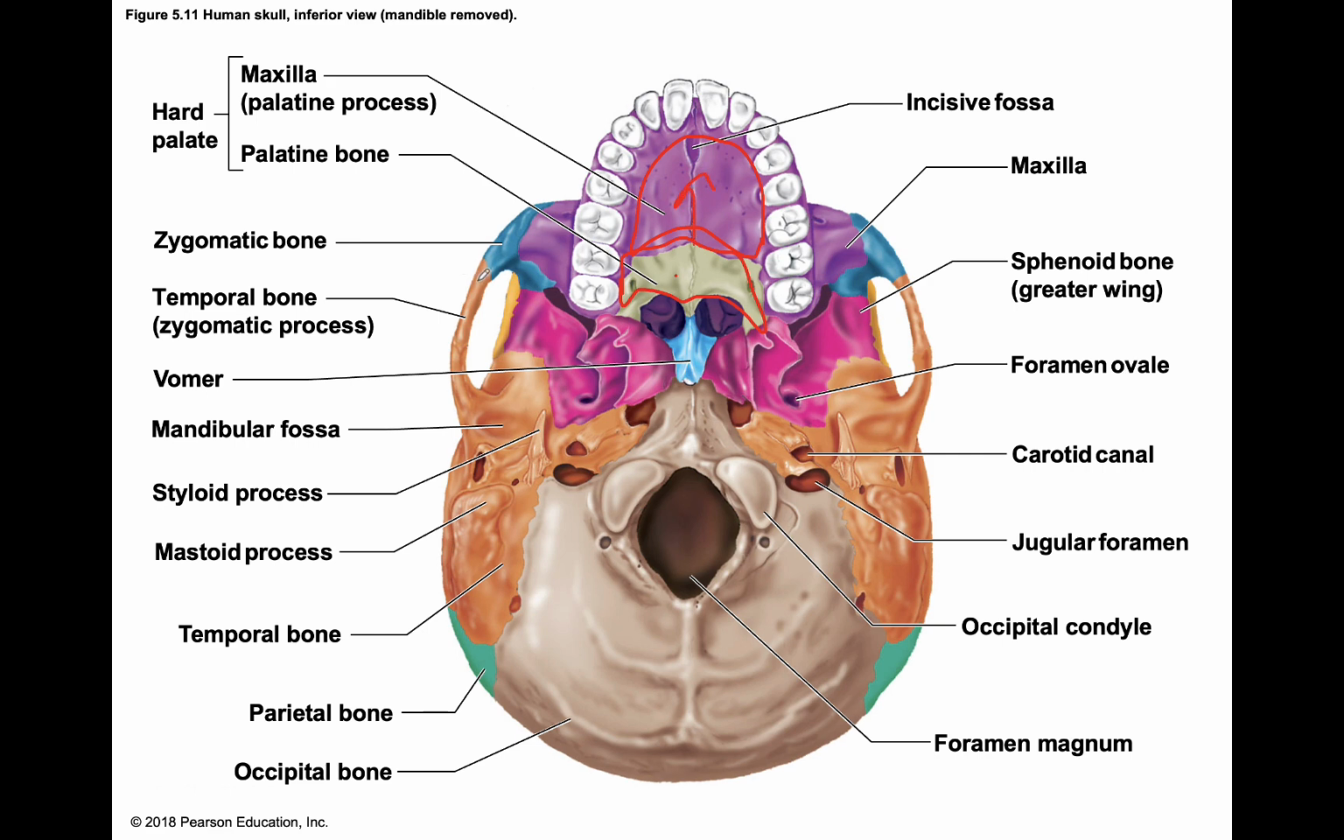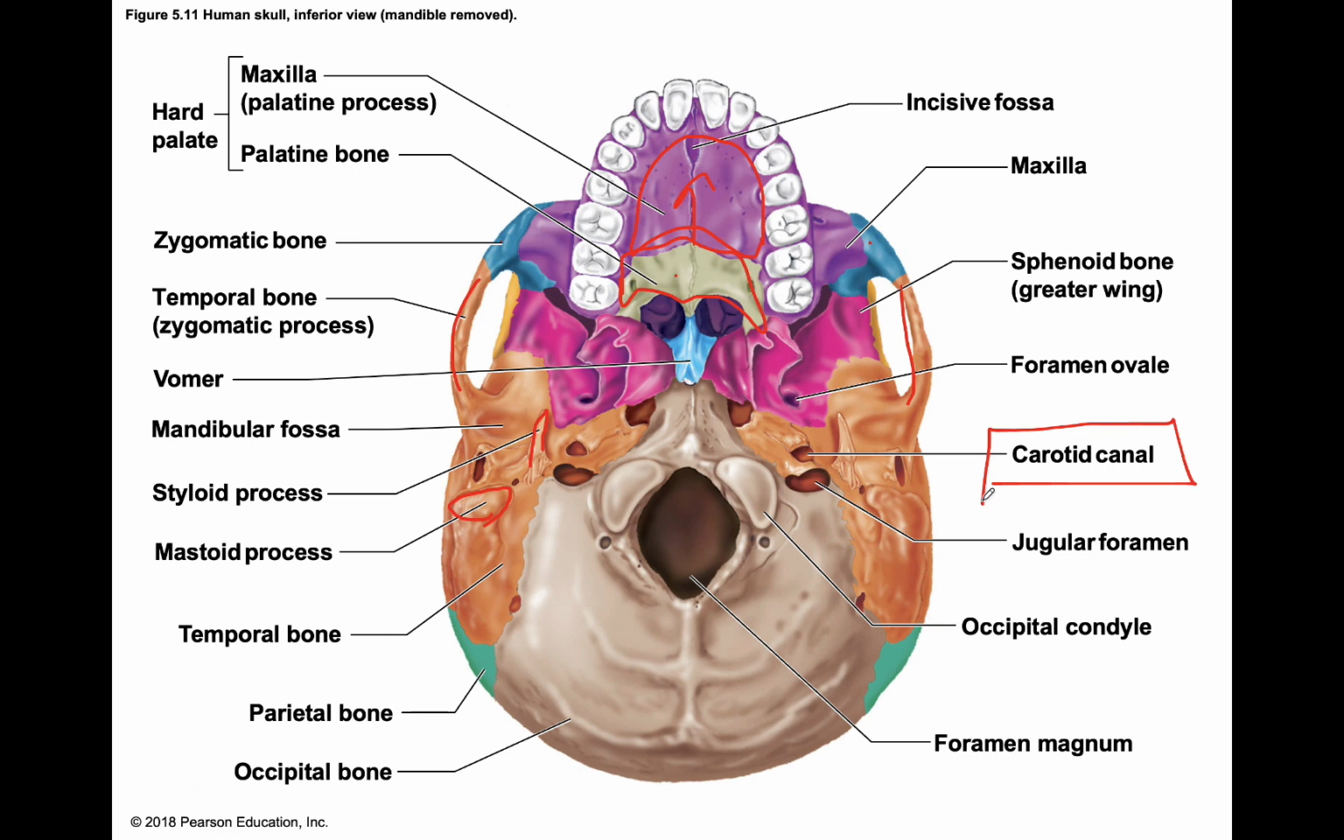Again, we've got our zygomatic processes. And then in blue is the zygomatic bone. If we go further down, look at the sharp one, styloid process. And the broad one is called the mastoid process. A few things that you need to take note of on this particular illustration are the carotid canal.